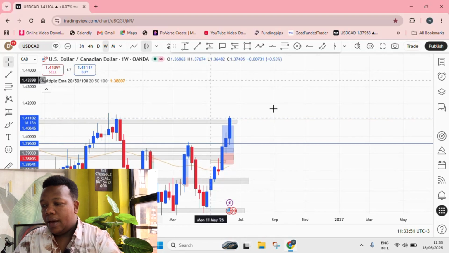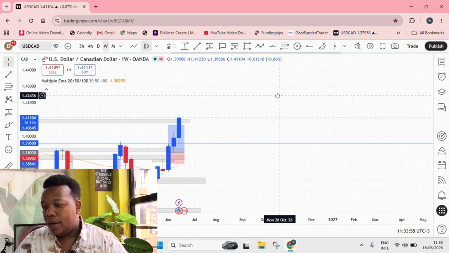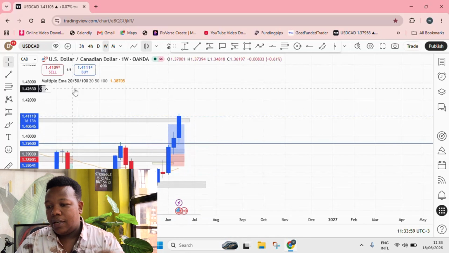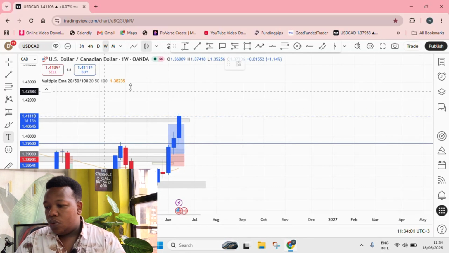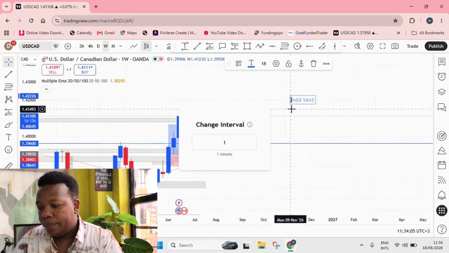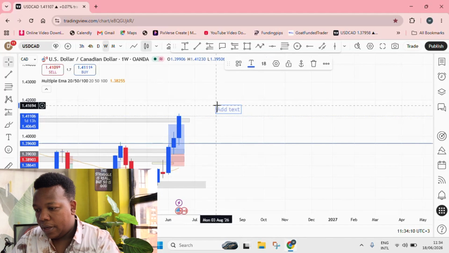So I'll start by highlighting what I usually check before taking any trade. This is my checklist. So number one, quickly, what I usually check. Let me just go ahead and type over here.